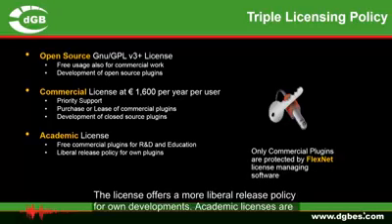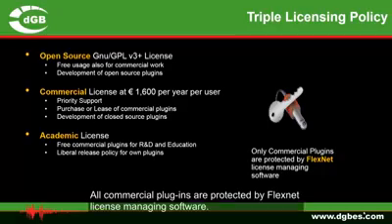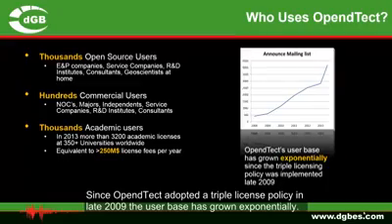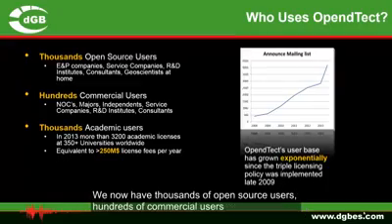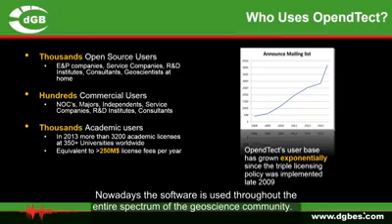The license offers a more liberal release policy for own developments. Academic licenses are restricted to universities only. All commercial plugins are protected by FlexNet license managing software. Since OpendTect adopted a triple license policy in late 2009, the user base has grown exponentially. We now have thousands of open source users, hundreds of commercial users, and thousands of academic users. Nowadays, the software is used throughout the entire spectrum of the geoscience community.